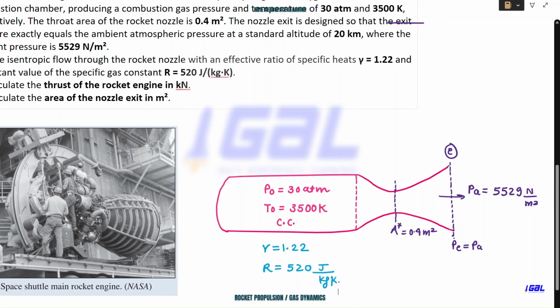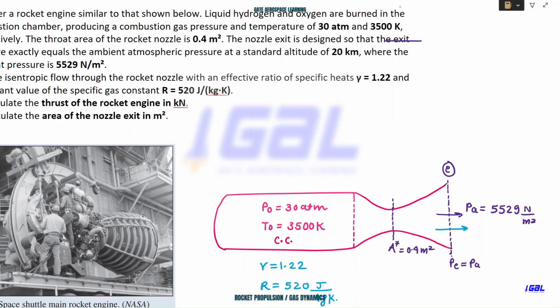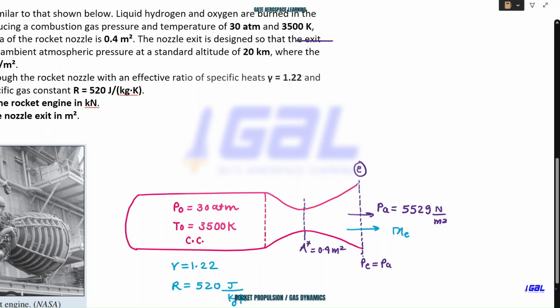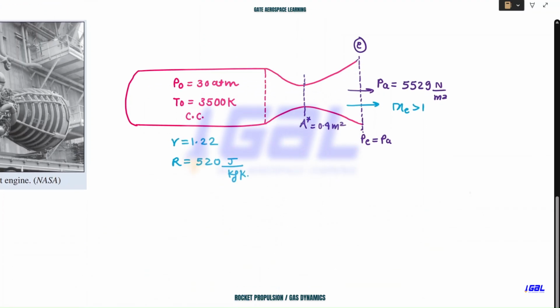Now can you tell me what the exit Mach number will be? Will it be subsonic or supersonic? Definitely it is going to be supersonic. So whatever value we get, we should check it as a checkpoint. We should check whether we are getting a supersonic value or not. If you are getting a subsonic value, that means you are making some calculation mistake.